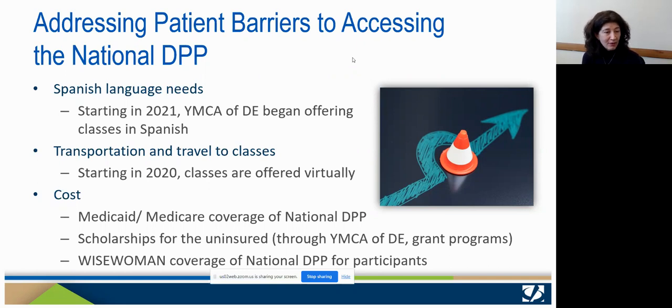Cost is also a barrier that we want to keep in mind. Although there is coverage through Medicaid, Medicare, some private insurers for the national DPP, there are patients who are uninsured. And so for them, we've been lucky enough to get to work with the YMCA of Delaware through some grant programs that then covered the cost of the program for patients. Another way in which we've covered the cost of the program for patients has been through the Wise Woman program.